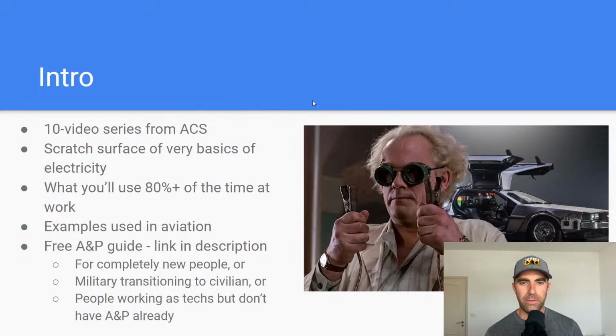Like I said, I just want to do the basics, scratch the surface of the very basics of electricity here, and get into what you'll use 80% of the time at work. Especially if you're an avionics tech, this is maybe what you use on a daily basis, or if you're checking out a system, this is going to be the main thing you're getting into. So I've got some examples here of what you'll actually use in aviation, aside from a physics or chemistry class on electricity and electrons and atoms and all that good stuff.